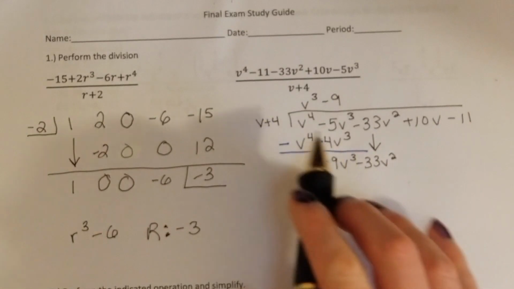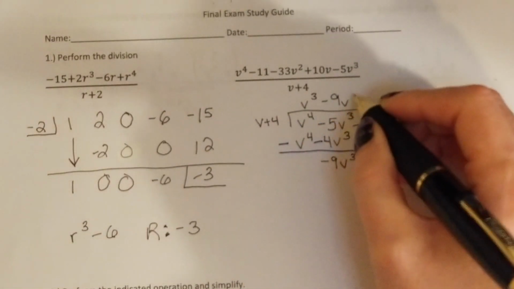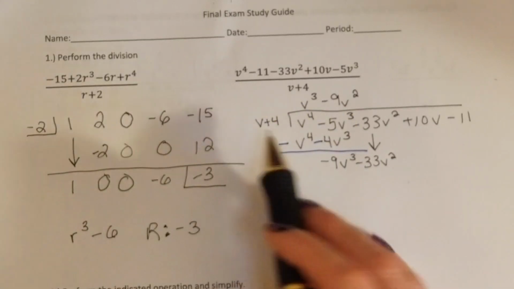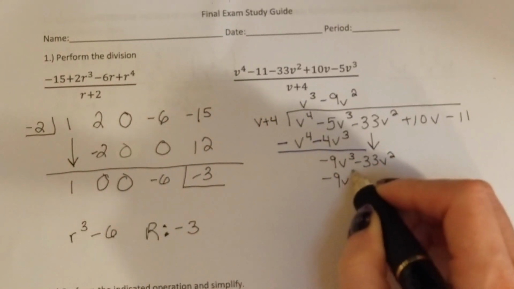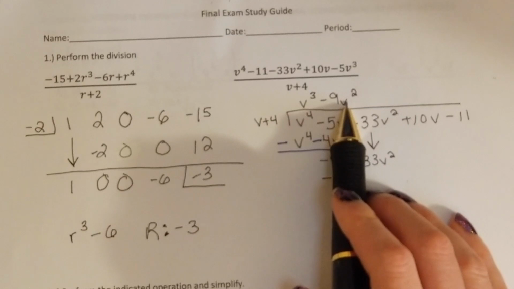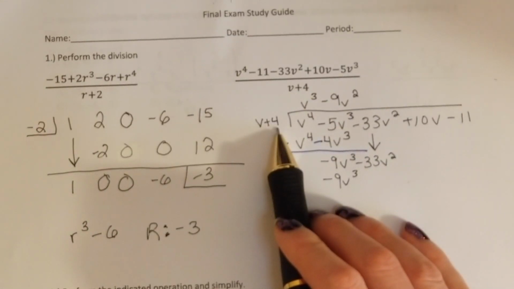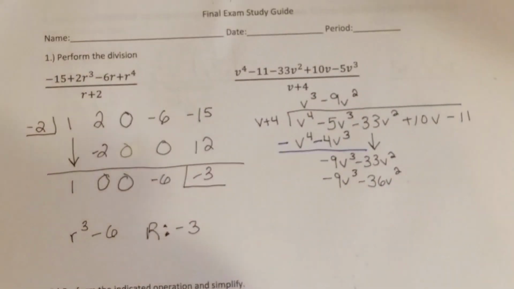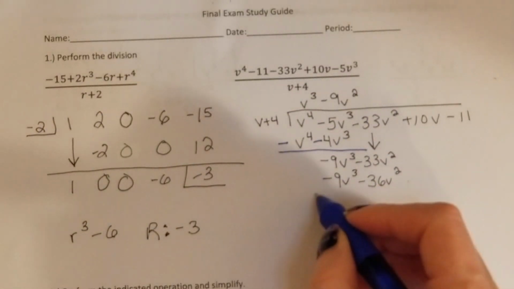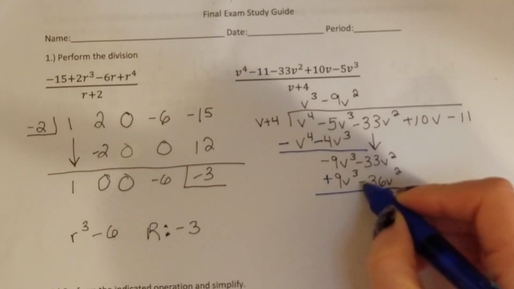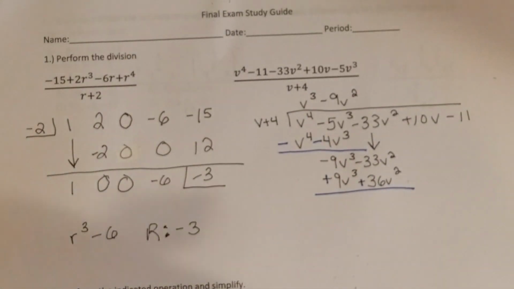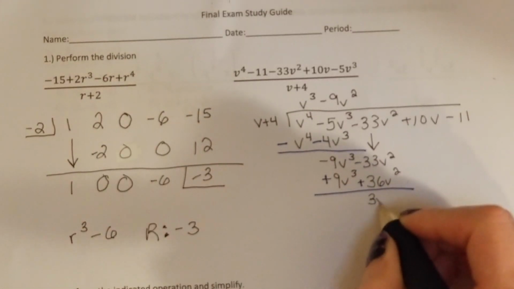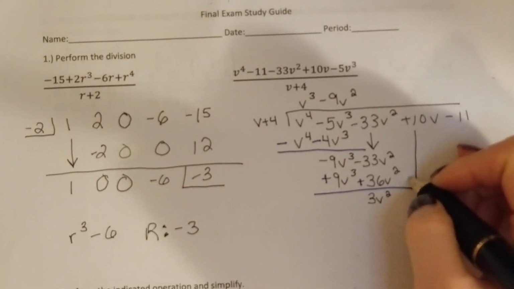And it's v to the 3rd, and I have a v, so I need a v squared. -9v squared times v is -9v to the 3rd. -9v squared times 4 would be -36v squared. Okay, draw our line, change our signs. So 36 minus 33, that would be a 3v squared. Bring down your next term.